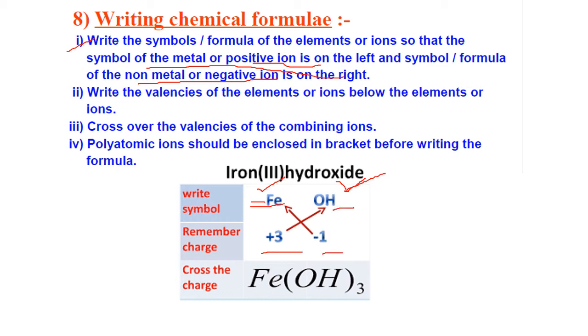Then what do we have to do? We just have to cross multiply. Can you see here? We cross multiply, and then we get the formula. When Fe is multiplied with 1, it becomes only Fe, and when OH is multiplied with 3, it becomes Fe(OH) whole thrice. So first of all, you write the positive on the left-hand side and the non-metal negative on the right-hand side. Then you write the valencies below the elements, cross over the valencies, and polyatomic ions should be enclosed in brackets. This is polyatomic because more than one atom is present.